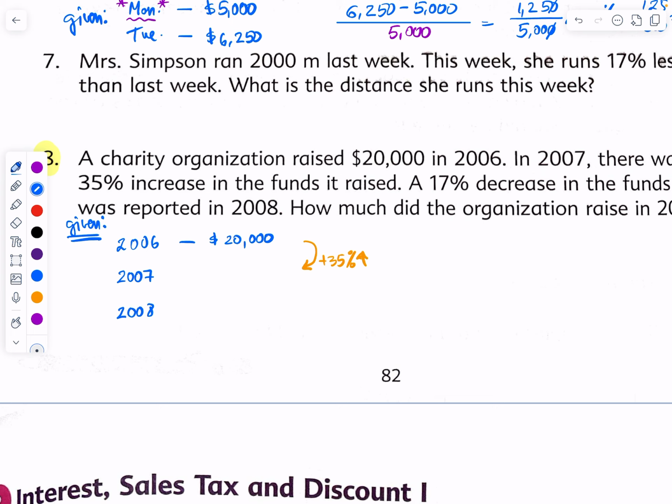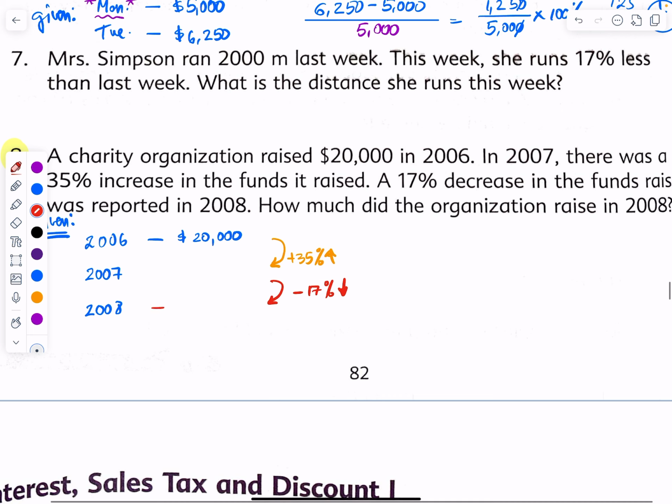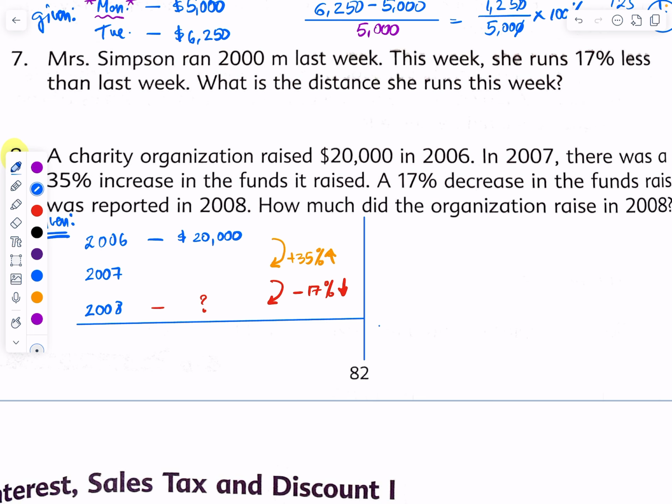And what happened in 2008? One year later, there was a, let's make it in red, 17% decrease, drop in fundraising efforts. How much did the organization raise in 2008? My friends, let's put a question mark. If you don't put a question mark, you might forget what the problem is asking for. So now that we've set up this problem, let's just separate the fields and then we can do the calculation.